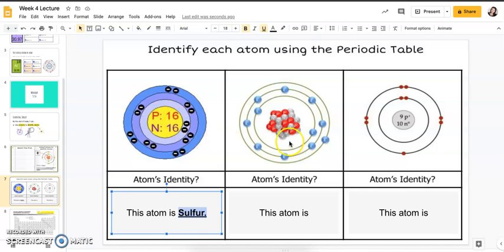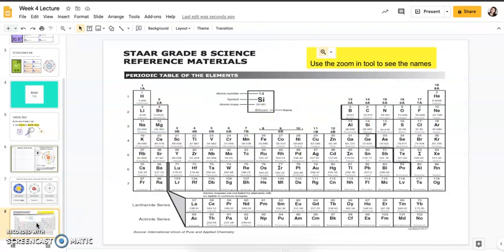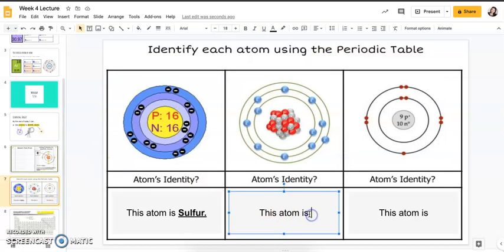Next example. So first thing is, okay, I'm looking for the identity. So I'm going to count 1, 2, 3, 4, 5, 6, 7, 8, 9, 10, 11. So this atom has 11 protons. So I'm going to go to my periodic table and I'm going to look for atomic number 11. So remember, atomic number 11, that number is on the top. And this is a sodium atom. So now I know that this atom is sodium. Okay.